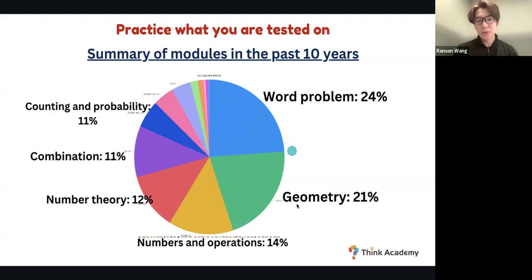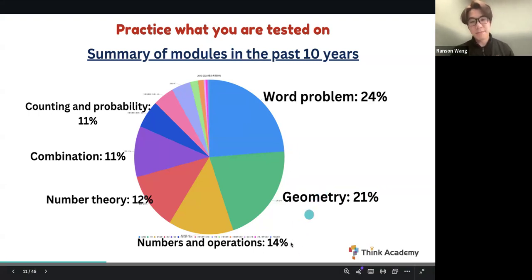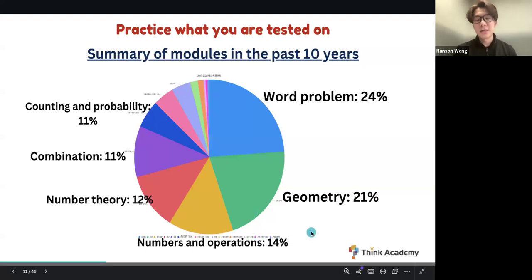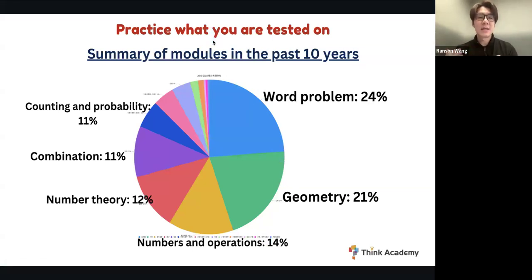And after the top two modules, you can go ahead and review number and operation. This one is also pretty important because it is the most frequent module in the first 10 to 15 questions. Even though it will not appear solely as one question in the later harder questions, it will serve as one of the steps to get to the answer, especially in the last five questions. For example, if you don't know the difference of squares formula, you will probably get stuck on one of the steps when solving the harder and most challenging questions. Other pretty important modules include number theory, combinations, and also counting and probability. Those are the important modules you need to focus on.